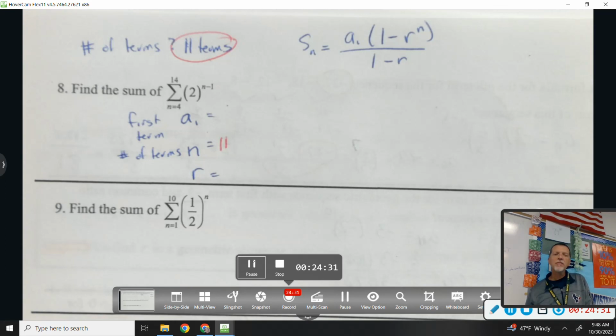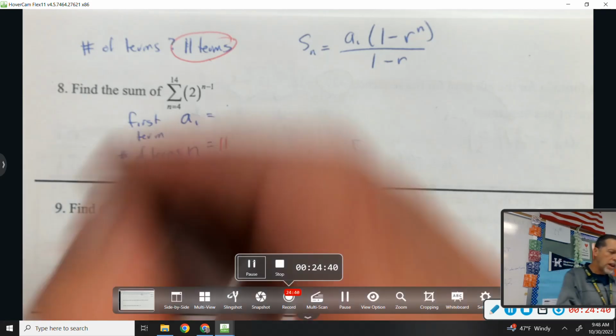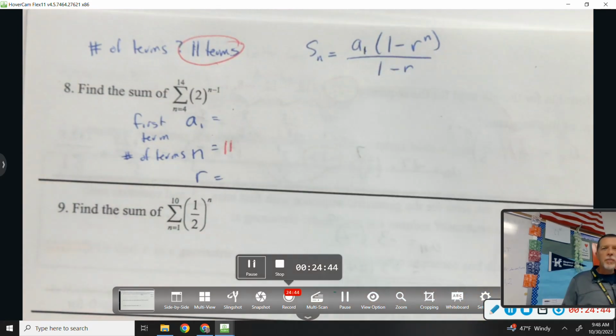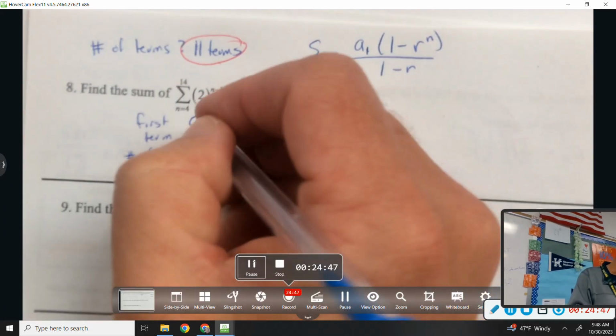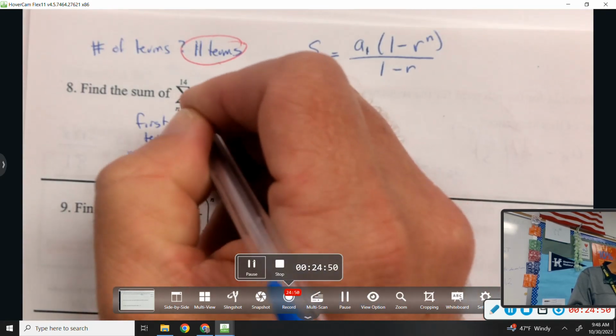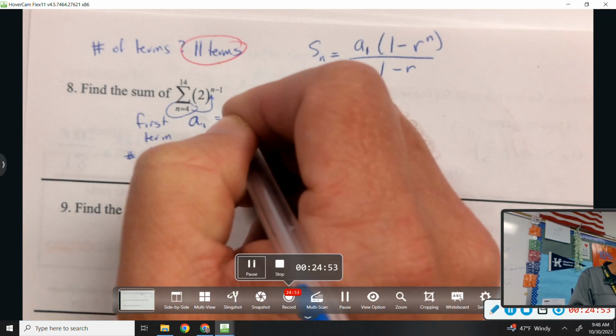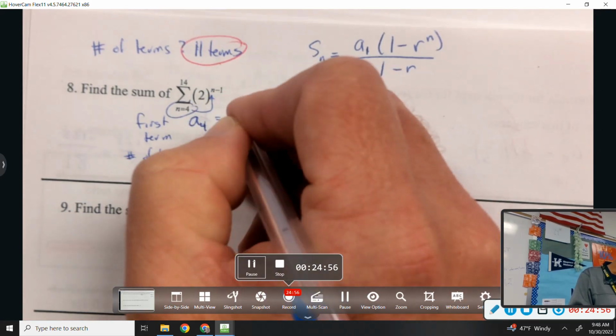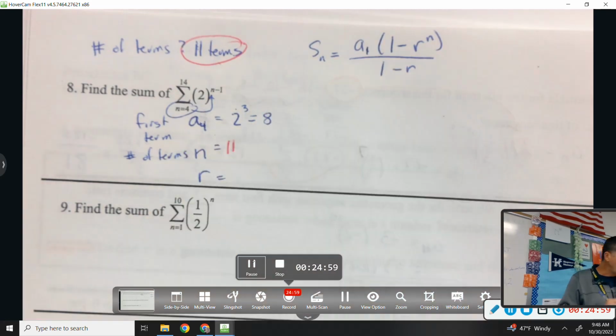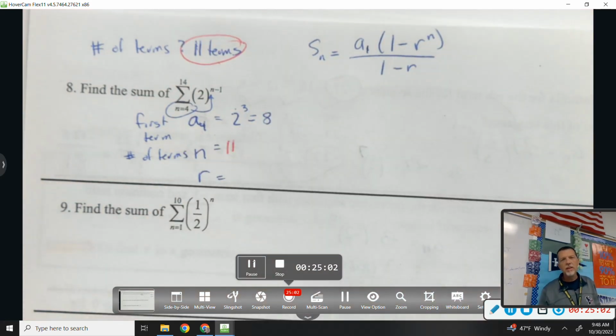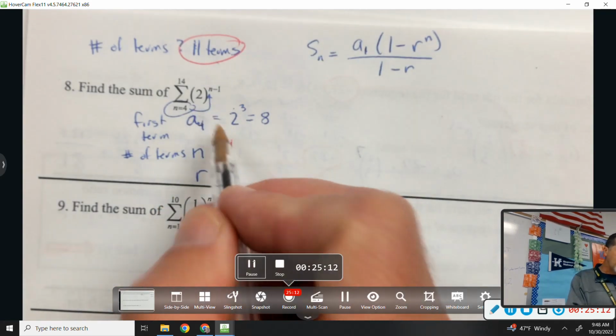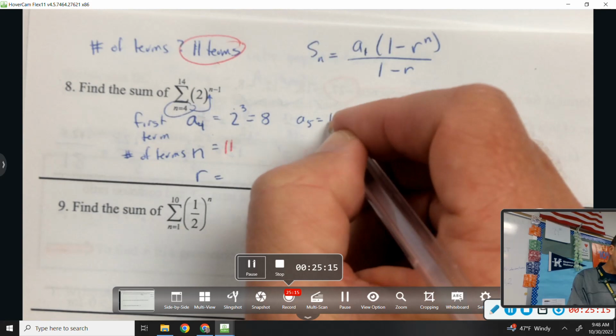How am I going to get the first term? What am I going to plug in to find the first term? 4. Okay, so this is kind of weird. We use A1 in the formula, but it doesn't mean plug in 1. It means the first term. And so this feels a little bit weird. The first term means plug in 4 for this one. Let's see, so that would be 2 cubed is 8. So my first term is 8. There's 11 terms. And then what's the common ratio? 2. Hopefully you can tell by looking. If not, then you find the next term. That's 16 and realize, yep, r is 2.